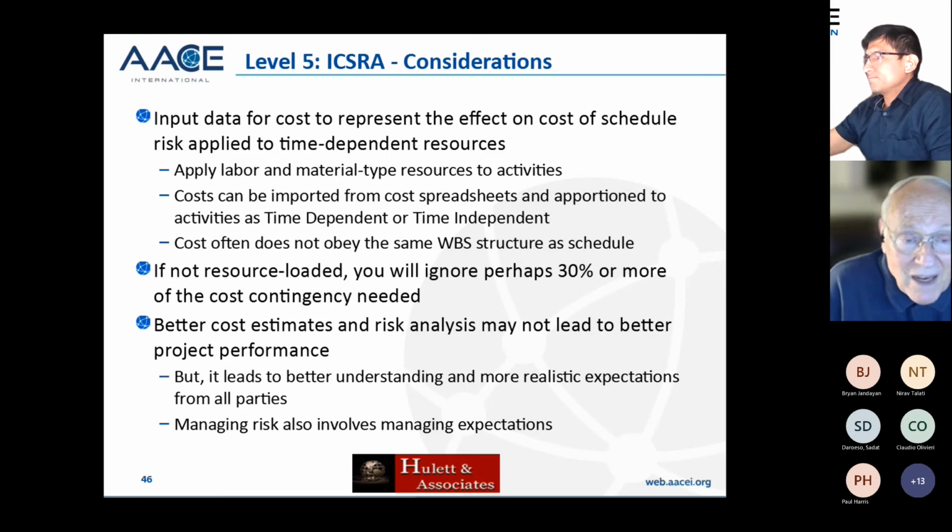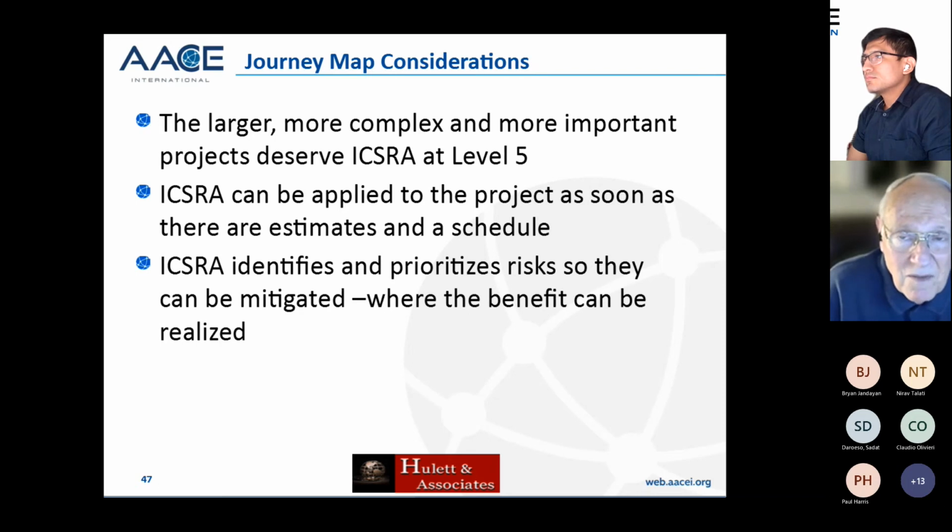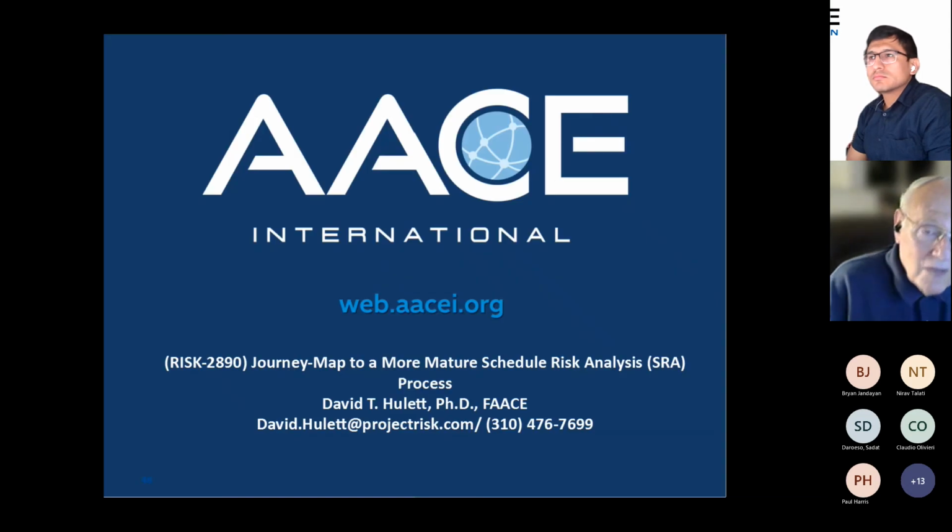Okay, and NASA has done better at meeting their goals with Congress after they use the JCL method. They're not better project managers, but they're better prognosticators because they're telling Congress better, more reasonable, more achievable numbers by looking at the joint confidence level instead of at the P80 cost or P80 schedule. Okay, so larger, more complex projects deserve level 5. XRA can be applied to the project as soon as there are estimates and schedule, and we prioritize risks so that they can be mitigated. That's where the benefit can be realized, where they can be mitigated. Okay.